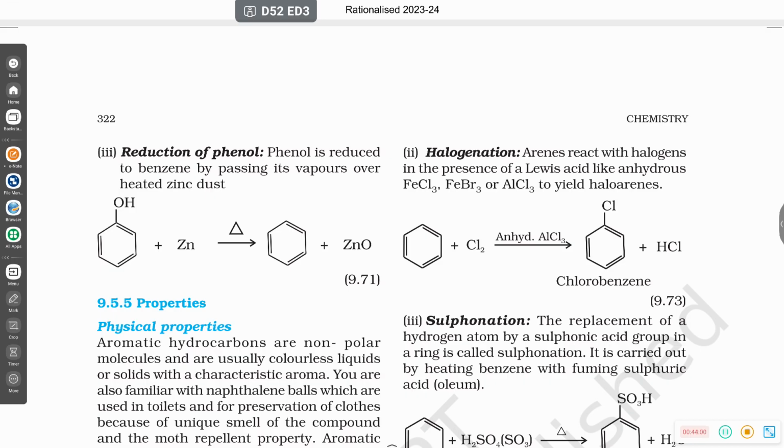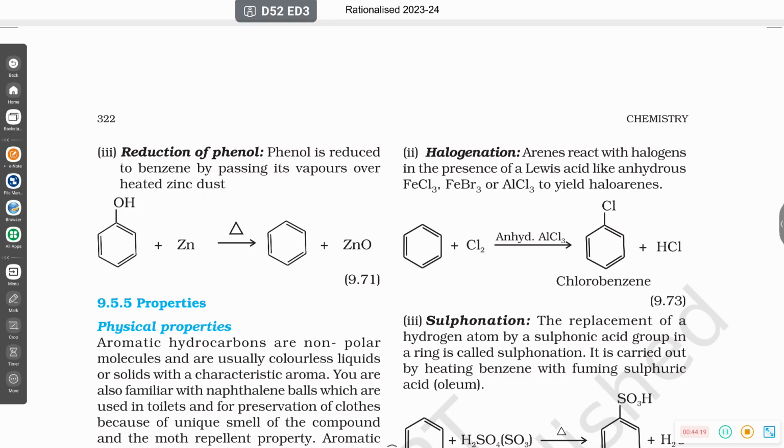You will study it again in the chemical properties of phenol. Phenol reacts with zinc dust. Then what will come? Zn will remove the OH, H will attach, and zinc oxide forms. That's all, reduction of phenol. That is the simple reaction.